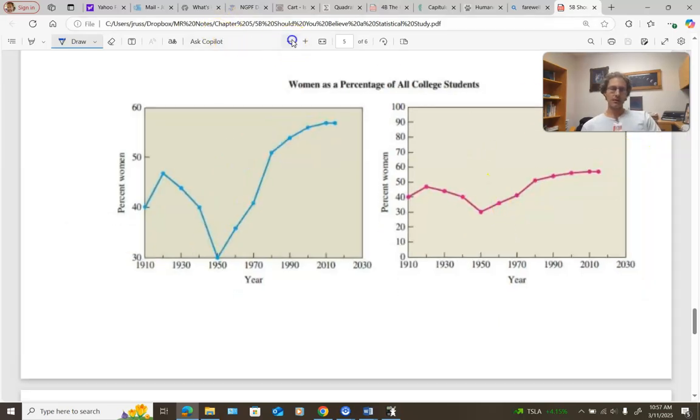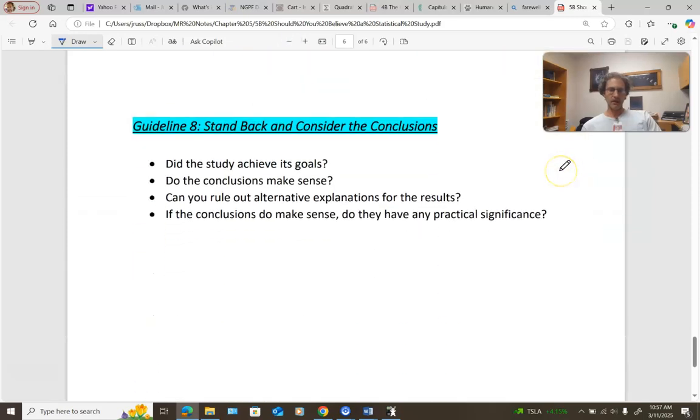All right, let's look at one last thing. Guideline number 8: stand back and consider the conclusions. Did the study achieve its goals? Do the conclusions make sense? Typically, in every single study, there will be a conclusion drawn or an inference made about the population. Can you rule out alternative explanations for the result? This is very big. Could there have been confounding variables? If it was an experiment, was it double-blind? Was there a treatment and control group? Were those randomly chosen?